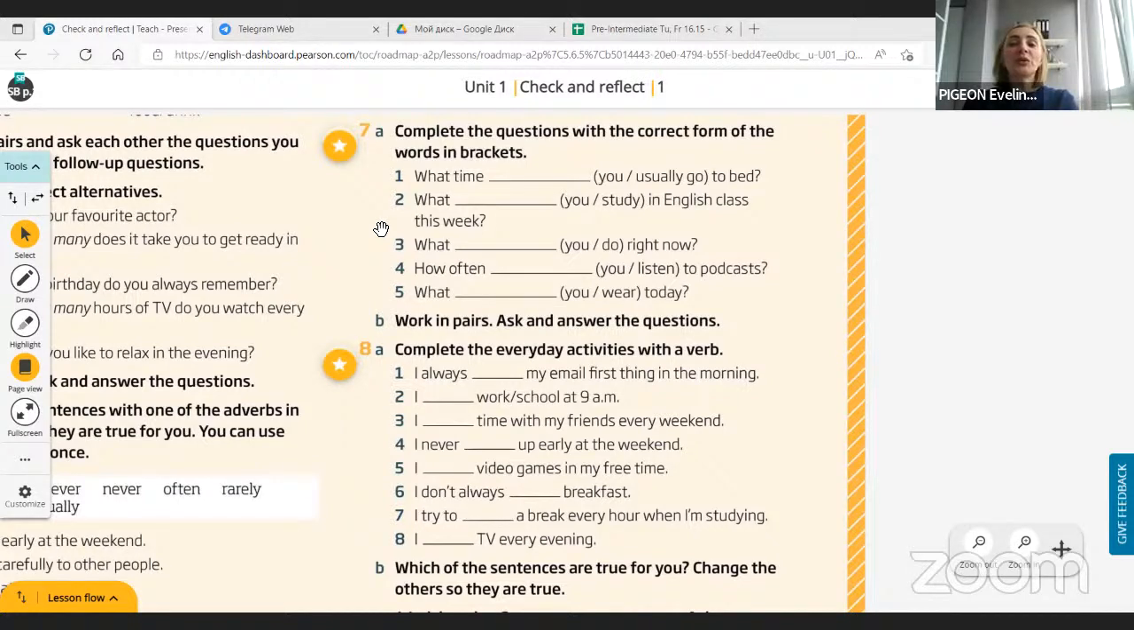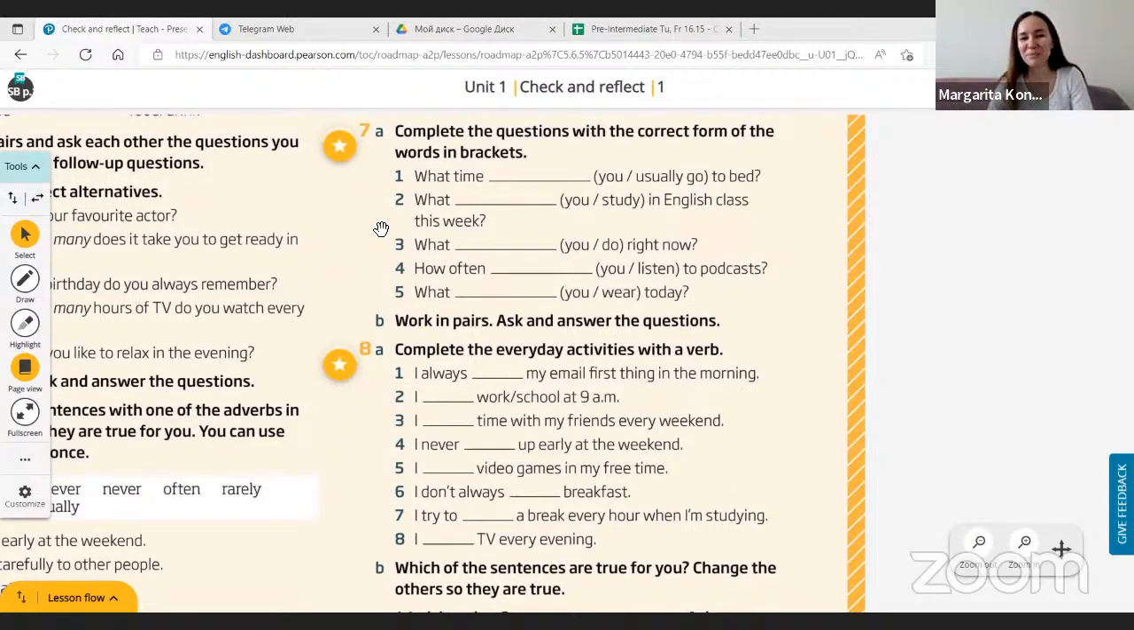What time do you usually go to bed? Okay, and we use present simple because? Present simple, because usually. Good. Number 2. What are you studying in English class this week? Okay, very good. Next one. This week, it's present continuous. That's this week, all week. Right, that's good. It's not always, it's only this week.